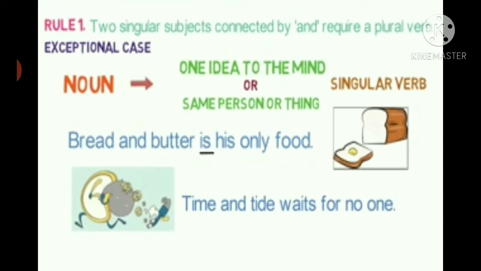Same way, time and tide waits for no one. This is simple present. Main verb over here is waits. So time and tide, it's a combination. That is why we are going to use singular verbs.